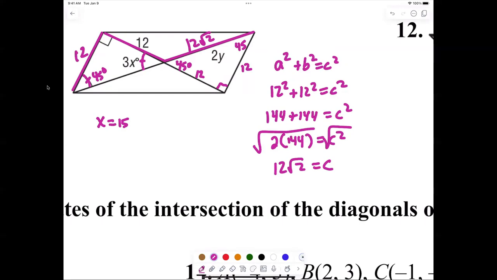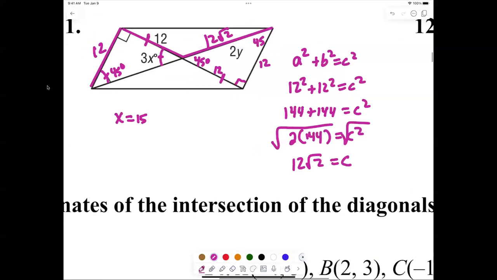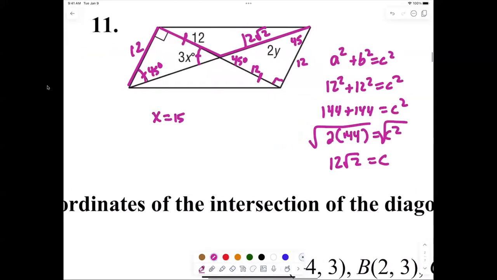How do I know that the two outside lines are 12? You mean, how did I know this was 12 and this was 12? Oh, like on the outside of the board. Well, they're 45-degree angles, right? So if the angles are congruent, then the sides are congruent. That's an isosceles triangle, right?